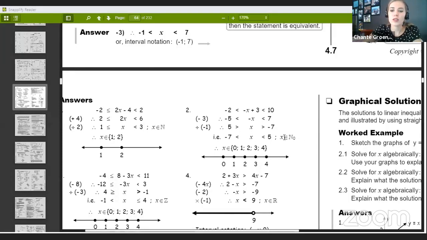Someone's asking me why it is almost a euro sign instead of an equal sign. That's just how the mathematicians work.